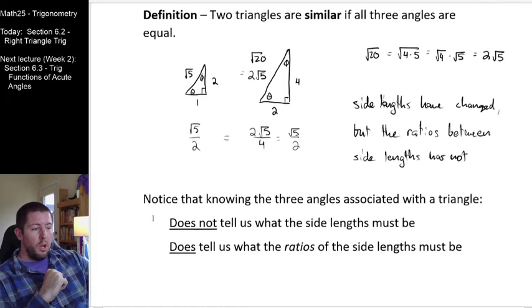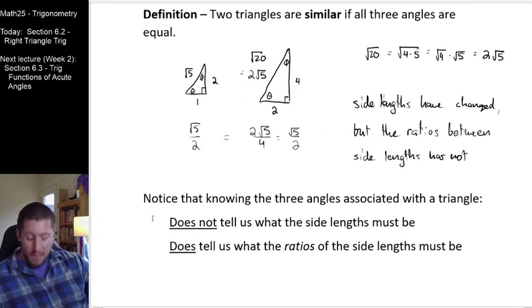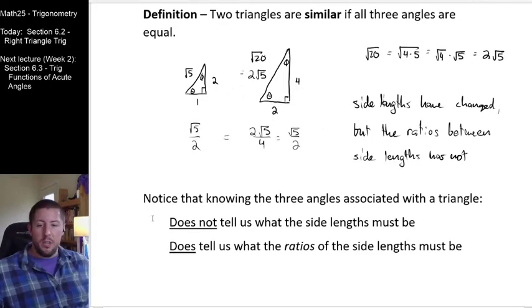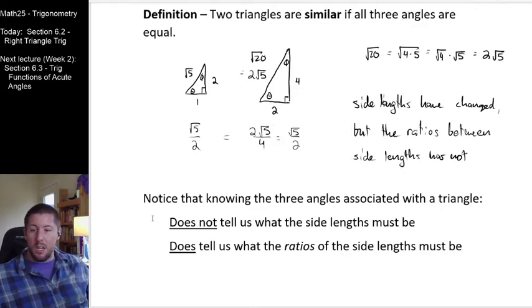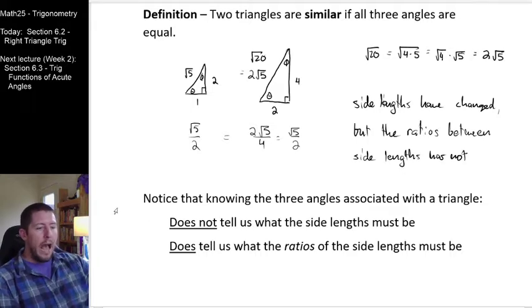So here's kind of the bottom line. If you know the three angles associated with a triangle, it will not tell us what the side lengths are, but it will tell us what the ratios of the side lengths are. All right, and that's valuable information for us. That's still going to be really helpful. It would be kind of nice if just knowing the angles told us the sides. It doesn't, but it does give us some information, the ratio of the side lengths out there at least.